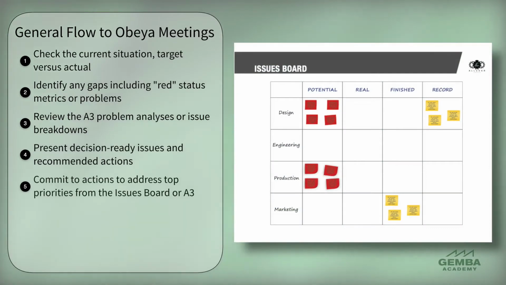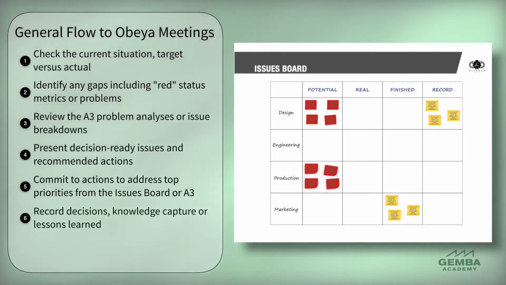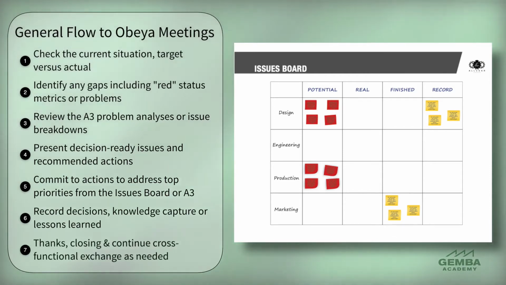5. Commit to actions to address top priorities from the issues board or A3. 6. Record decisions, knowledge capture, or lessons learned. 7. Thanks, closing, and continue cross-functional exchange as needed.